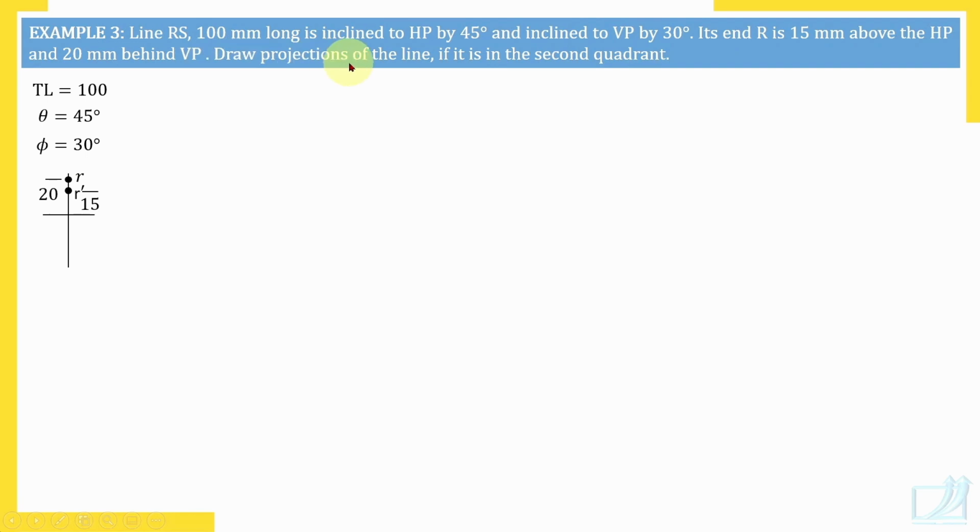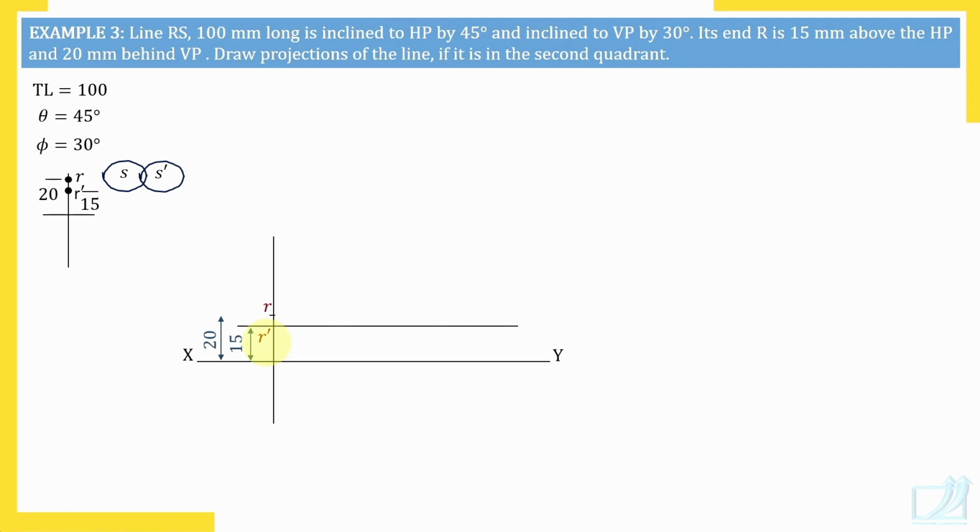Draw projections of the line if it is in the second quadrant. What do you mean by that? The other end S is also in the second quadrant. So S and S dash both are above the XY line. So that suggests both these angles are to be measured upwards. Okay, so let's proceed. Draw the XY line. Draw the projector of point R. Mark point R. This is R dash, 15 millimeters above HP and 20 millimeters behind VP. This is R.